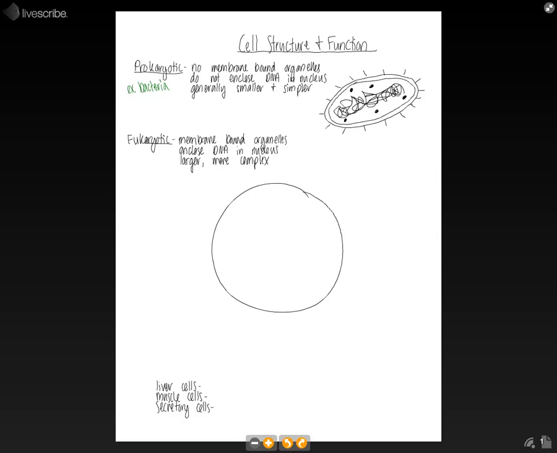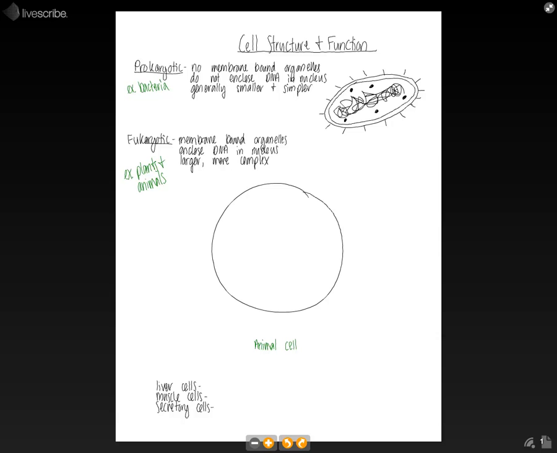Then the eukaryotes, on the other hand, which are like plants and animals, have membrane-bound organelles, so this makes them larger and more complex, and they also enclose their DNA within the nucleus. So this is how they differ from the prokaryotes. And in this circle, we're going to fill in a little bit later, we're going to draw all of the organelles within an animal cell. So we'll come back to this.